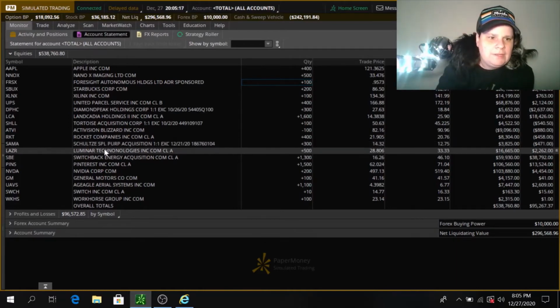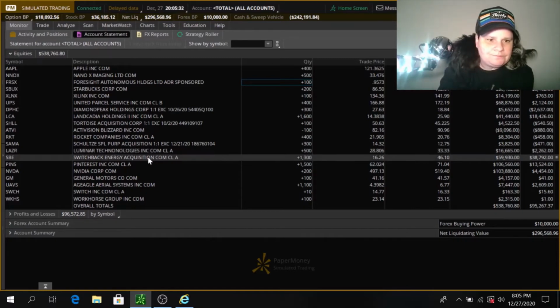Okay. Luminar Technologies, okay, this is the company that's making the LiDAR for the cars to do the self-driving stuff. Very cool. I actually have this one as well.